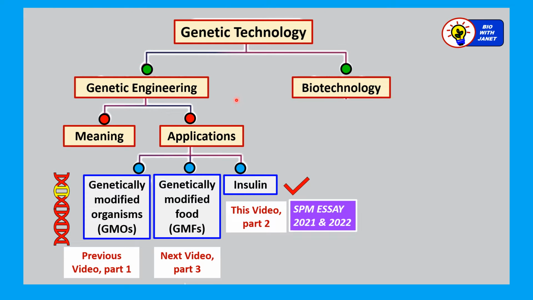So here's our concept map again on chapter 13, genetic technology. We already discussed genetic engineering, the meaning and the applications. We have discussed this first part, the genetically modified organisms, right? And we have learned some of the terms. So now we are at here. We're going to discuss the production of insulin by genetically modified bacteria. And in the next video, we'll discuss genetically modified foods.